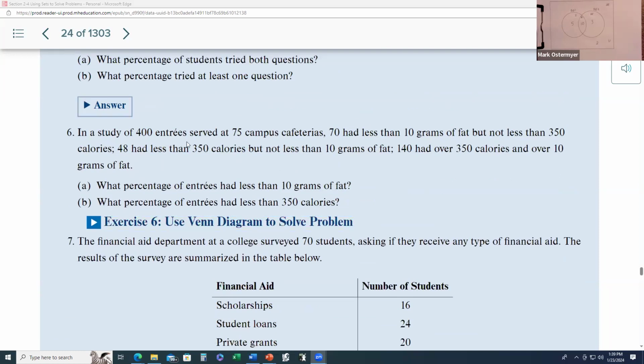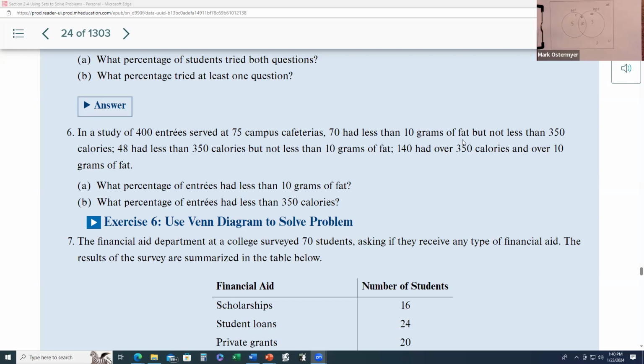In a study of 400 entrees served at 75 campus cafeterias, 70 had less than 10 grams of fat, but not less than 350 calories. 48 had less than 350 calories, but not less than 10 grams of fat. 140 had over 350 calories and over 10 grams of fat. Less than 10 grams of fat and less than 350 calories. Do we even know how many circles we would build for this thing here?